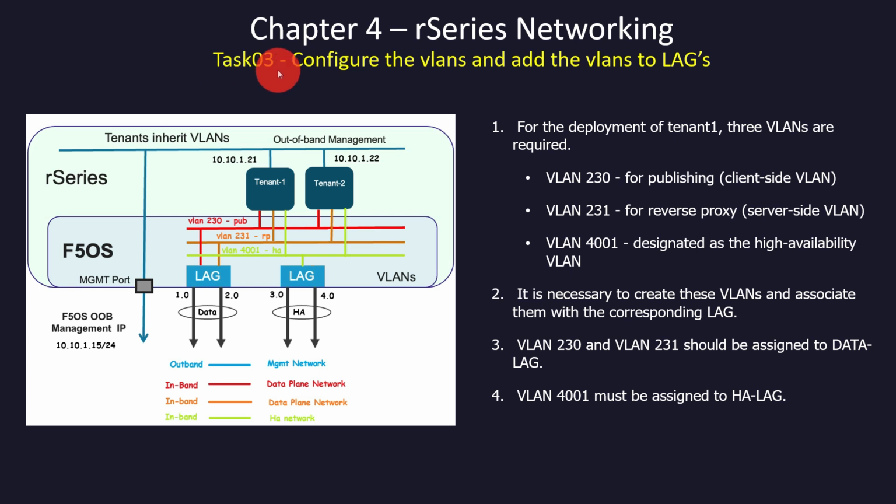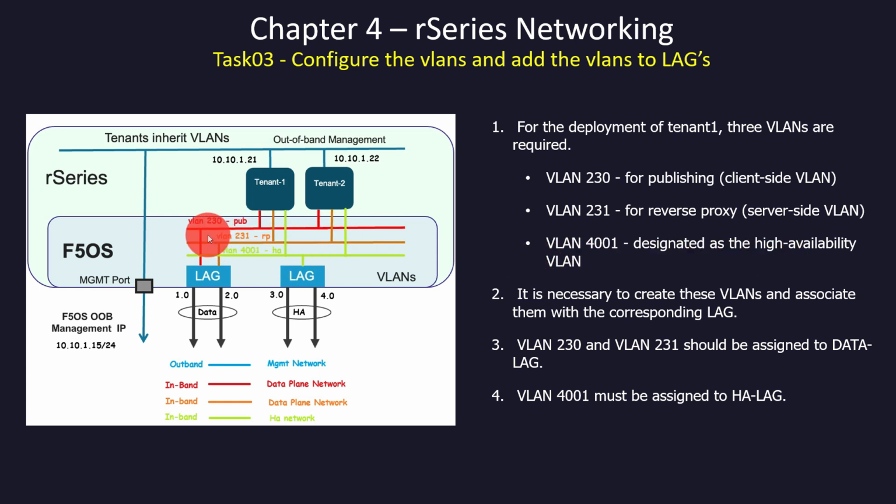Task 3. We need to create the VLANs and assign them with the appropriate LAG. For the deployment of tenant 1, we required 3 VLANs. VLAN 230 for publishing, which we call the client-side VLAN. VLAN 231 for reverse proxy, which we call the server-side VLAN. VLAN 4001 for high availability.